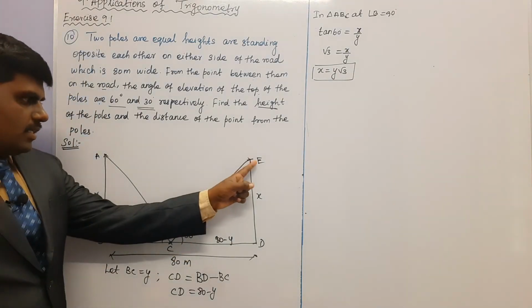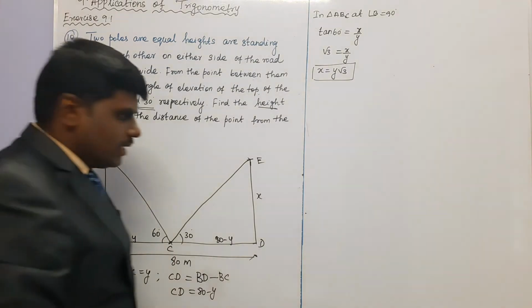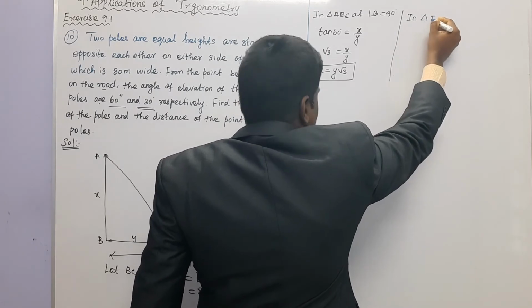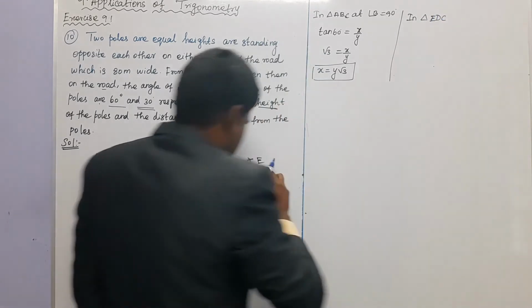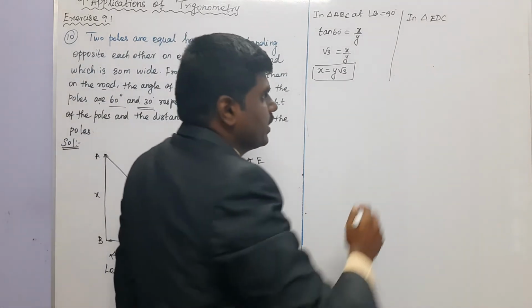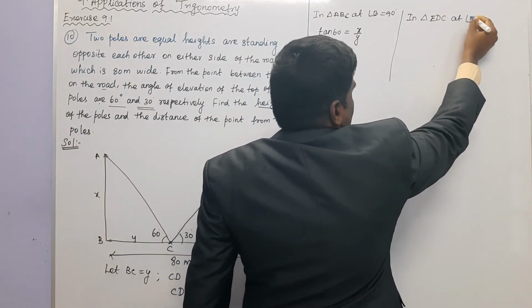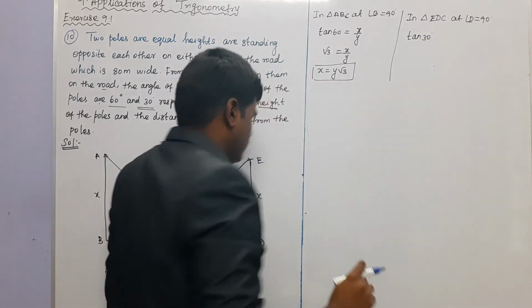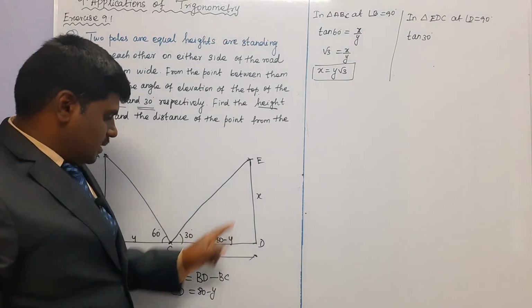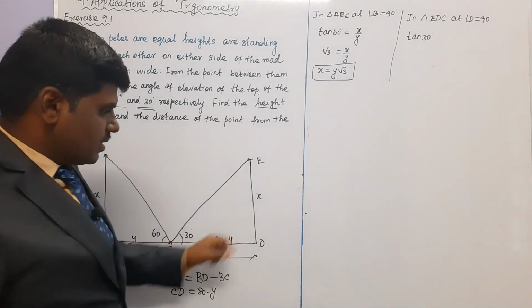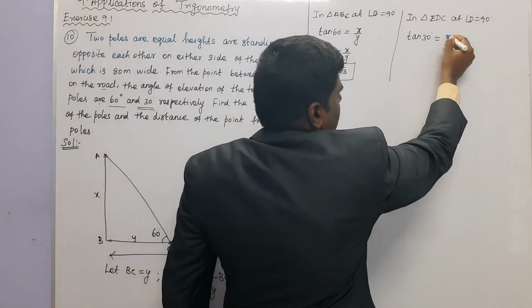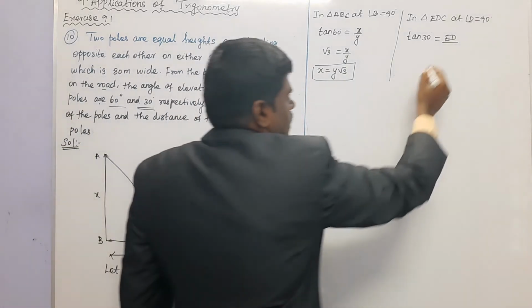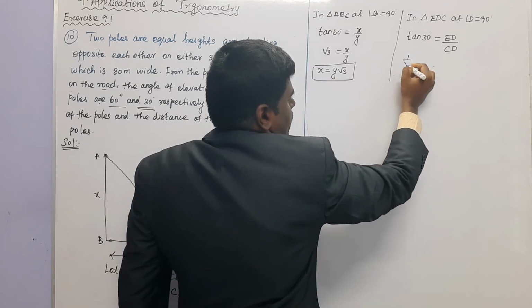Next, again in triangle EDC, at D is equal to 90 degrees. In the same way we use the tan 30 degree formula, opposite side by adjacent side. What is the opposite side? ED. Up here ED by the adjacent side, which is CD. So tan 30 degree is 1 by root 3.